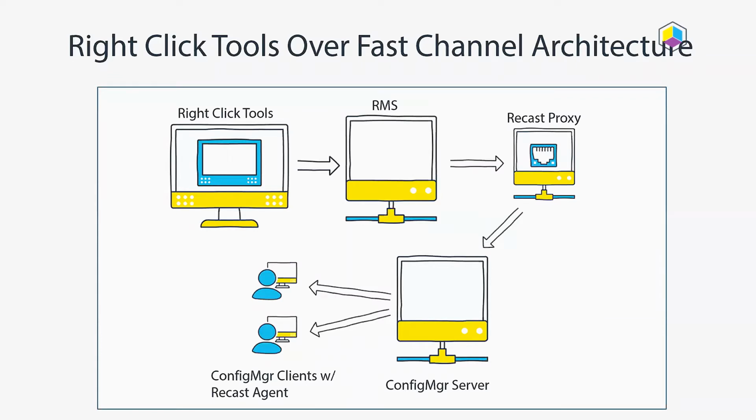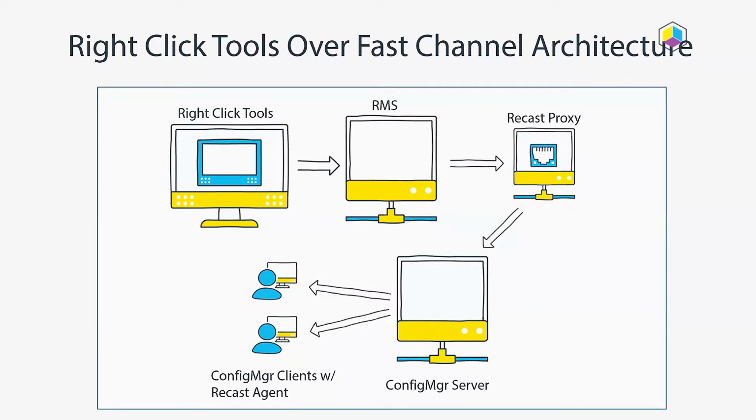Recast Proxy acts as the translation layer between the actions that are provided by the right-click tools and what the Config Manager infrastructure expects. So it translates the right-click tools action into the PowerShell execution on the Config Manager site server. And then the Config Manager server reaches out to those clients via that fast channel and tells them to run the Recast provided PowerShell script.